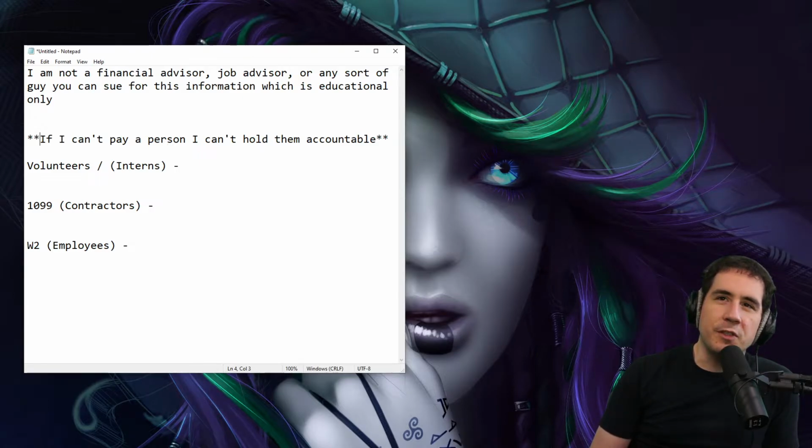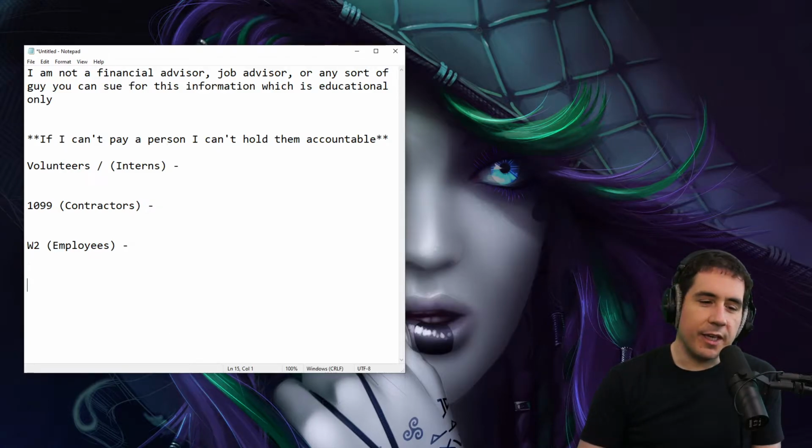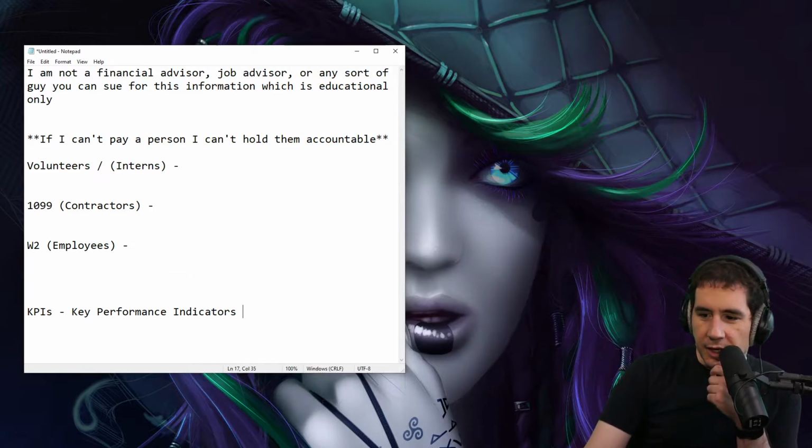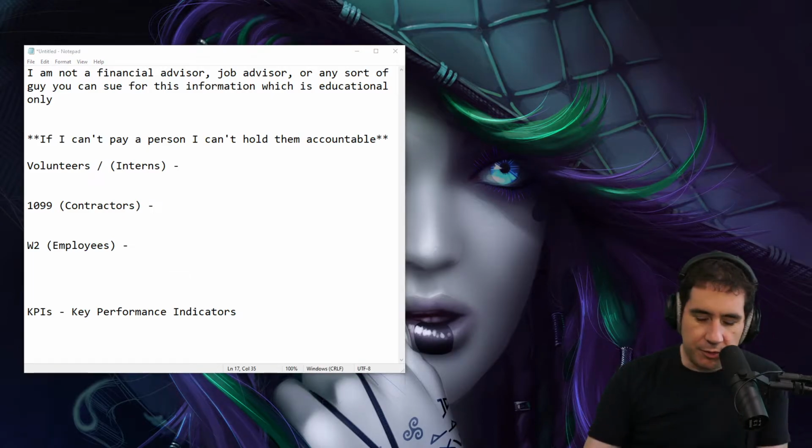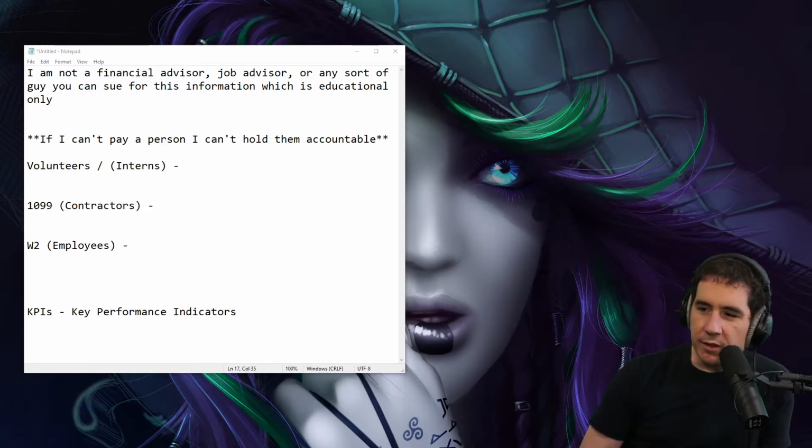Whereas if I pay a person either as a contractor or a W-2, I can assign them KPIs. KPIs are key performance indicators, and it means they are objectives that I really want somebody to understand or do to get to a point in time where they're succeeding, so we can both evaluate their success.